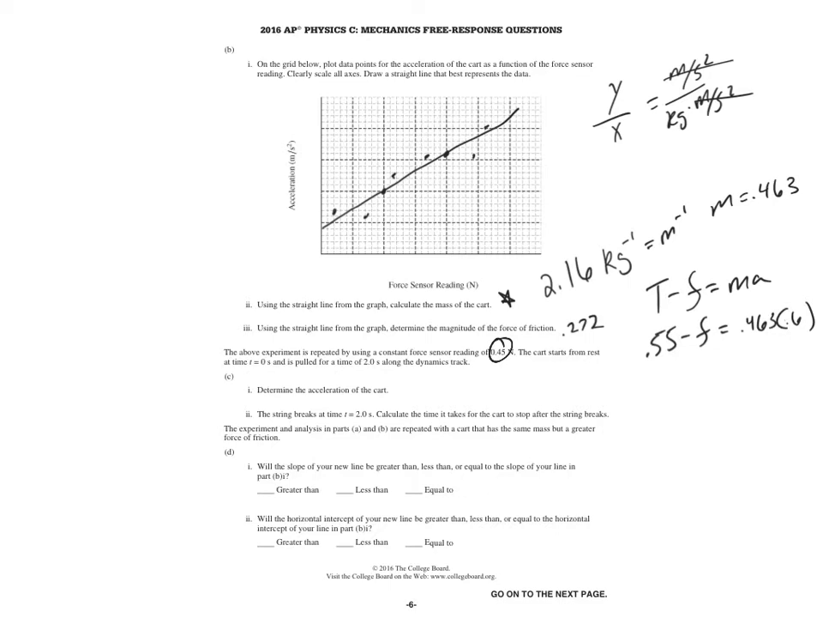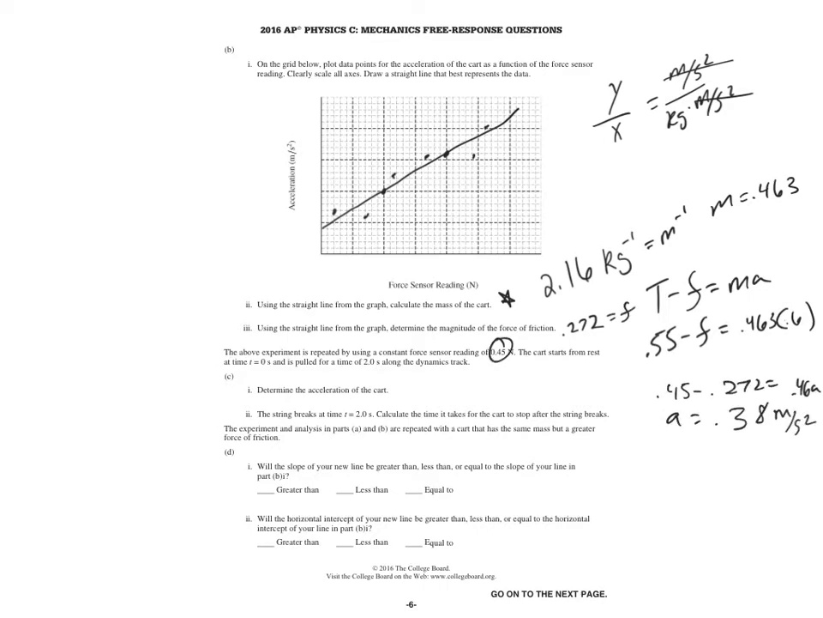So we now know the force of friction. So this is the friction force. So you can just do 0.45 minus 0.272 equals 0.463 times A, and solve for A. A would be equal to 0.376 or 0.38 meters per second squared.